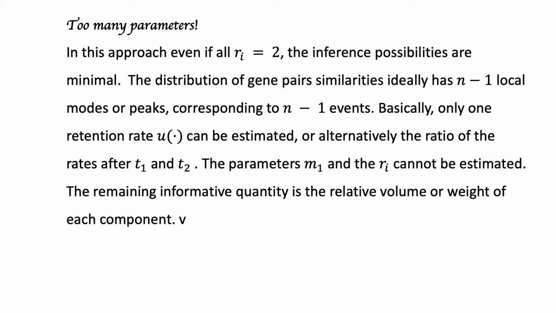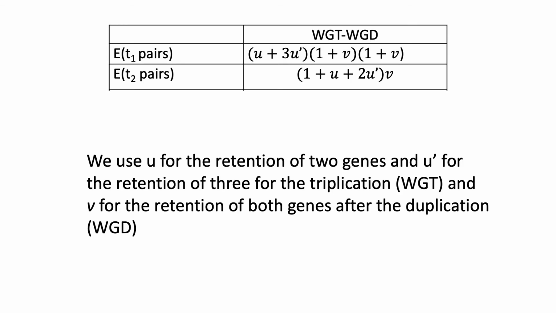Unfortunately, there are too many parameters for this type of data. There are too many parameters to explain this type of data using our branching process. For example, in this case, we have two equations. The measure reduces to these two equations, and there are three parameters. U is the probability of retaining two genes instead of one. U prime is the probability of retaining three, and V is the probability of retaining two after this second event.